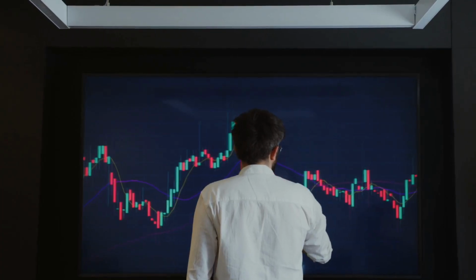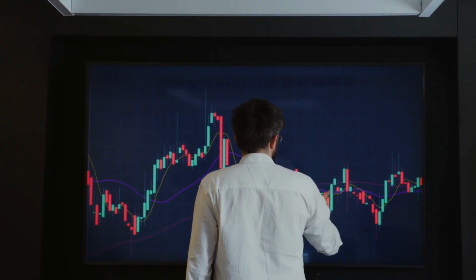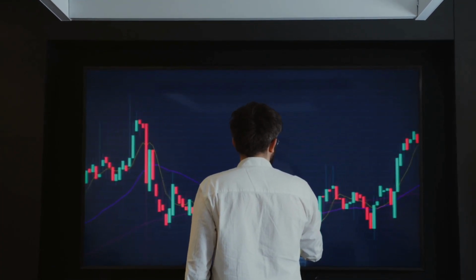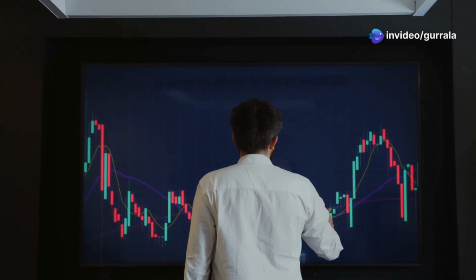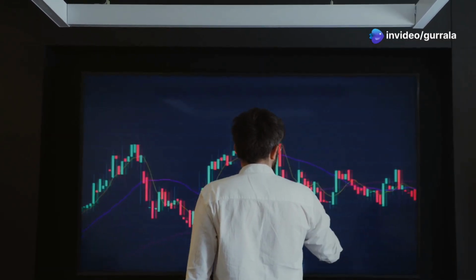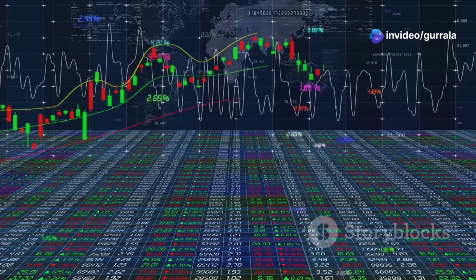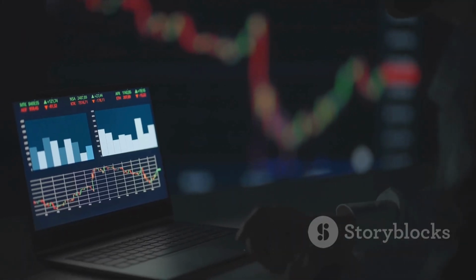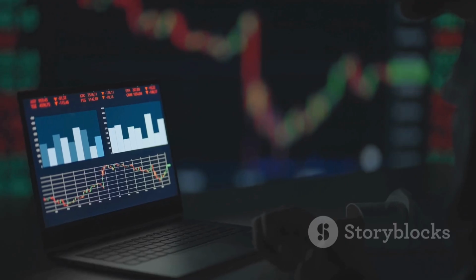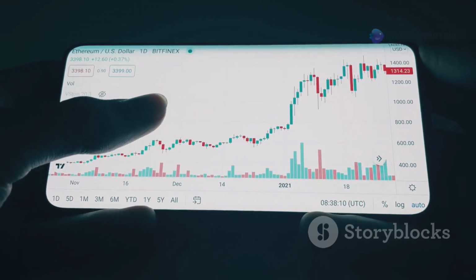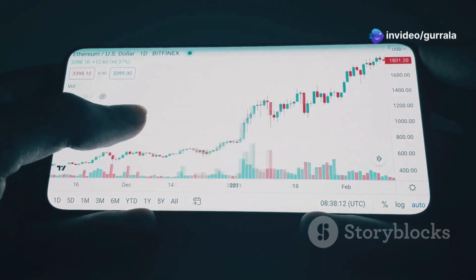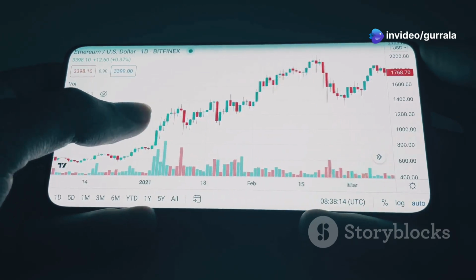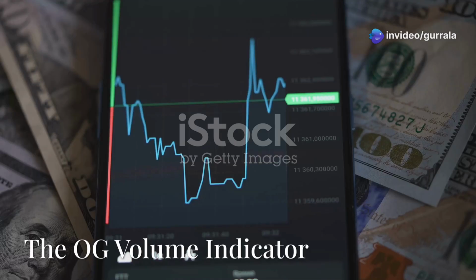So today, we're going to break down 3 of the most powerful volume indicators: on-balance volume, OBV, Chaikin money flow, CMF, and volume-weighted average price, VWAP. Don't worry if you've never heard of these before. I'm going to explain everything in simple, easy-to-understand terms. By the end of this video, you'll know exactly what these indicators are, how they work, and how to use them to improve your trading.